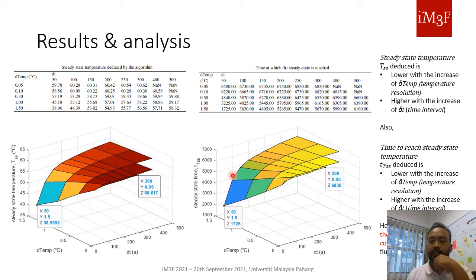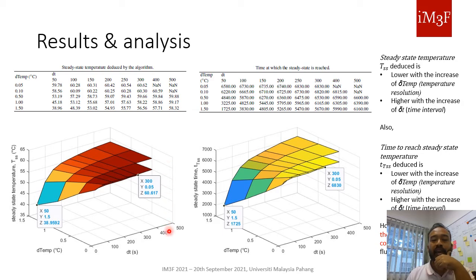The same goes for the times. Therefore, the time will be lower here, and the time will be longer to identify the steady state temperature over here in this axis. But we can remark also one important thing. I'm sorry, it's behind my video over here. There are several points where we didn't manage to find the steady state temperature.